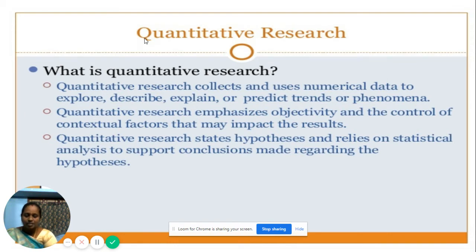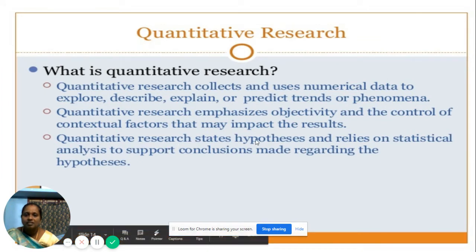Researchers often conduct experiments or surveys. The process of measurement is the most important aspect of quantitative research. That measurement is very important in quantitative research. Here, there are three points. Quantitative research collects and uses numerical data to explore, describe, explain, or predict trends or phenomena. Quantitative research emphasizes objectivity and the control of contextual factors that may impact the research. Quantitative research states hypotheses and relies on statistical analysis.